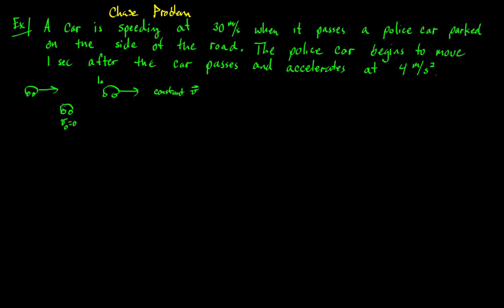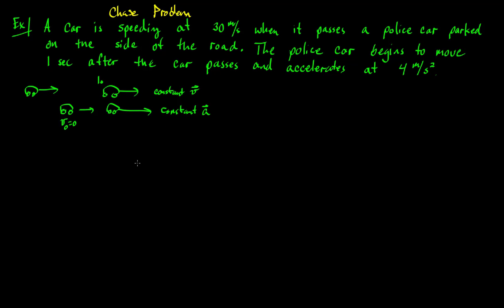And then after 1 second, the cop car takes off, but the cop car is accelerating. So this one is constant acceleration. We're going to have two different models here. They're both constant acceleration, but this one has acceleration 0.